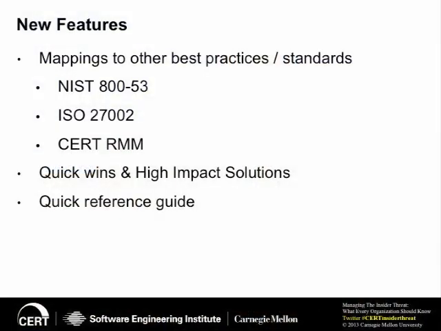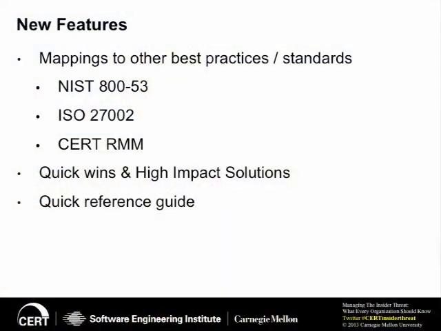Some of the new features in version 4 of the Common Sense Guide include mappings to NIST 853. Many organizations are starting to use NIST 853 for information security, including the federal government. They've been on that for quite some time. But we also started mapping to ISO 27002 and CERT Resiliency Management Model, or CERT RMM.